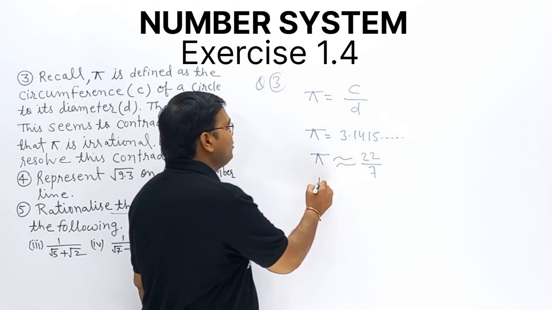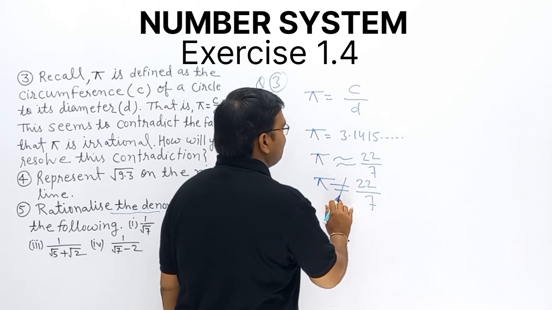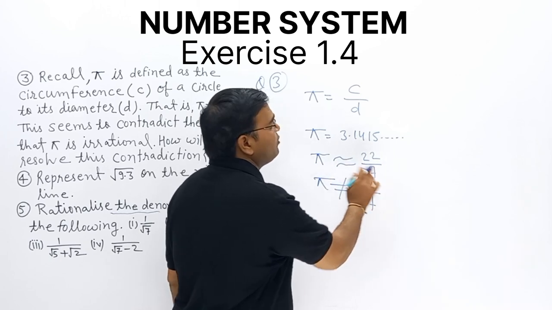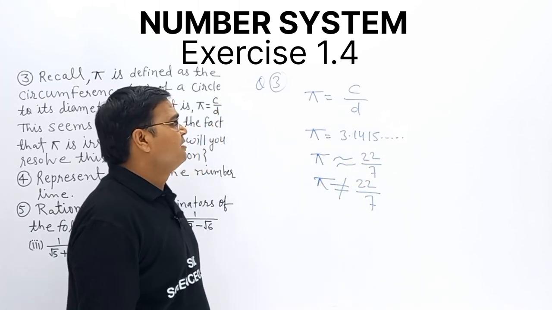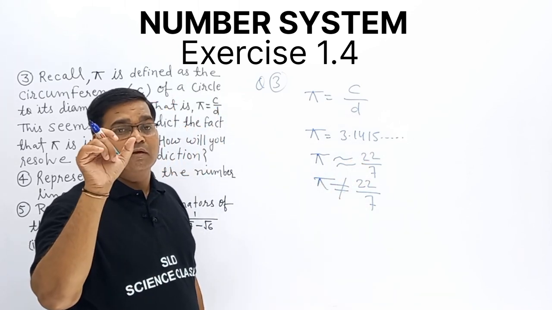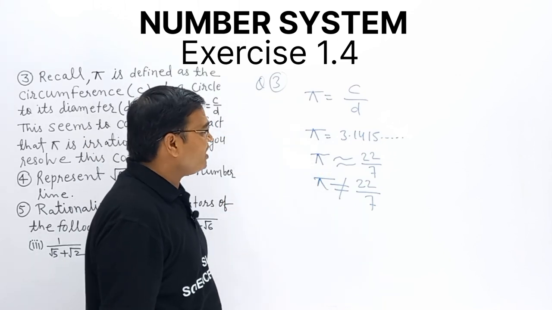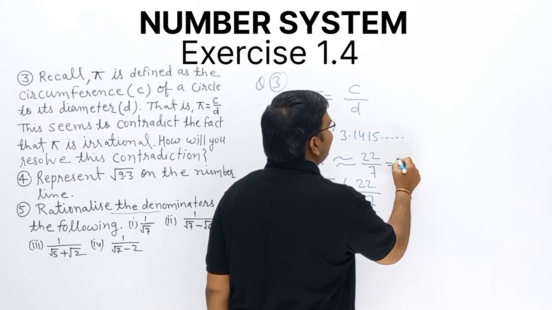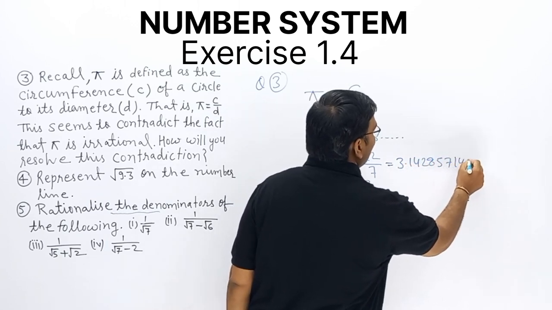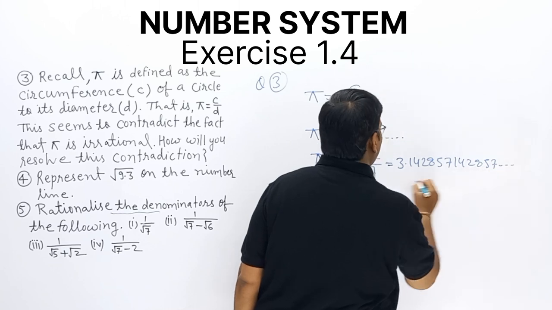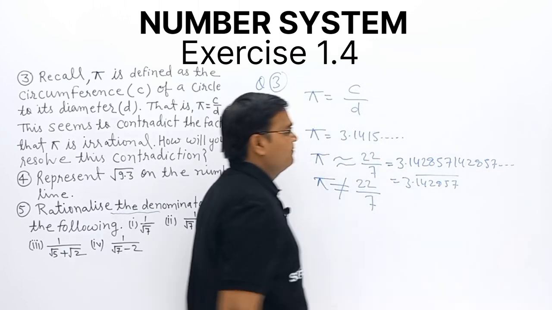Pi is not equal to 22 by 7. It is approximately equal to this one. After dividing this one, we are getting a repeating block. What is the value of this one? Once we divide, we are getting 3.142857, 142857 and so on, like this. 142857 is the repeating block.